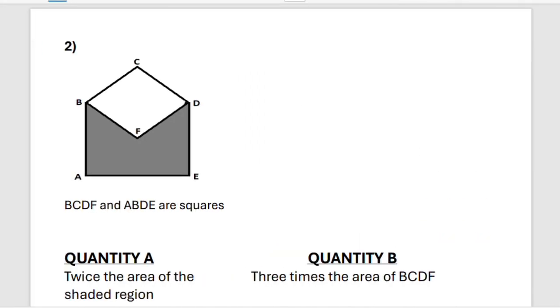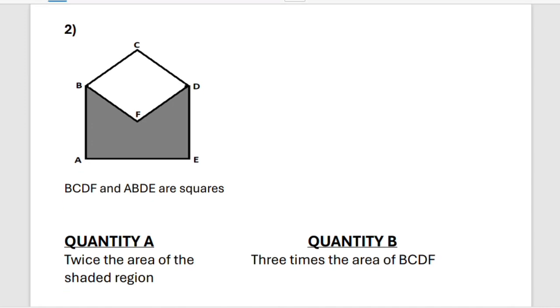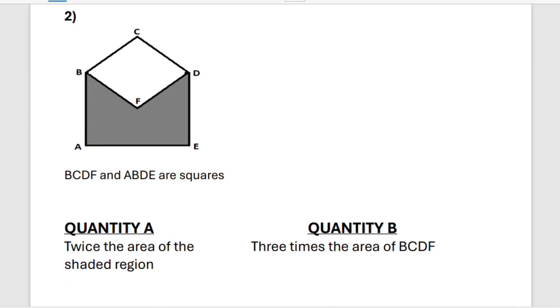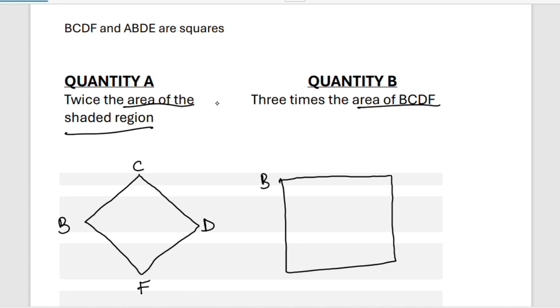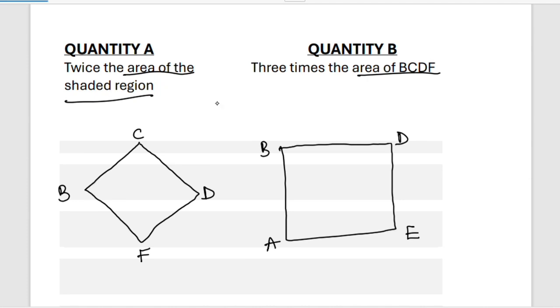For this second problem, we're given that BCDF and ABDE are all squares, and point A is 2 times the area of the shaded region, and point B is 3 times the area of BCDF. So let me just redraw this. Yeah, so these are all squares. So that means if this is A, this is A, this is A, this is A, this is B, this is B, this is B, and this is B.